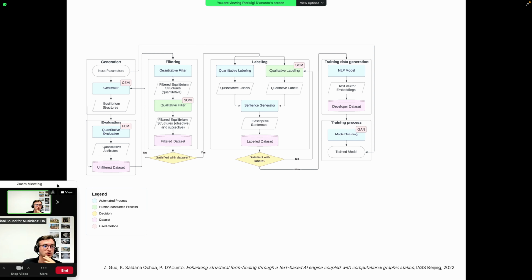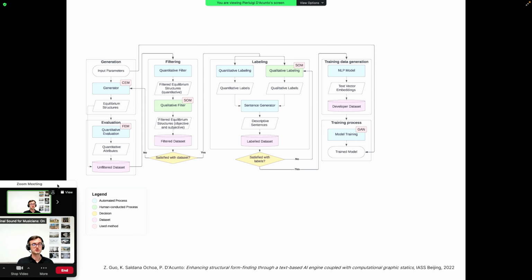And here we see a workflow that we developed, and we are still developing. This is work in which we have the generative phase at the beginning. Again, this is using the combinatorial equilibrium modeling to generate the structures in equilibrium. And then we have a first step of evaluation in which we can also integrate other methods like the finite elements method in order to evaluate certain performative criteria and parameters of the structures. And then this goes into this process of filtering.